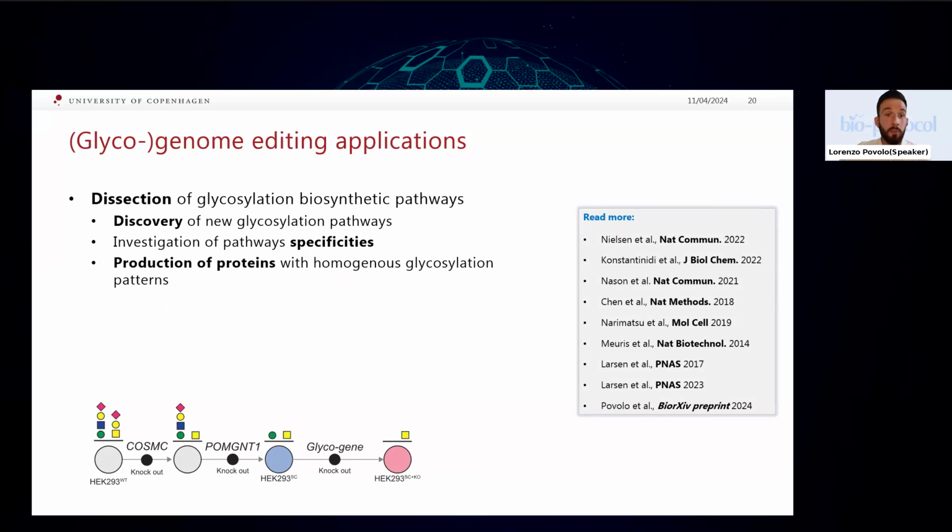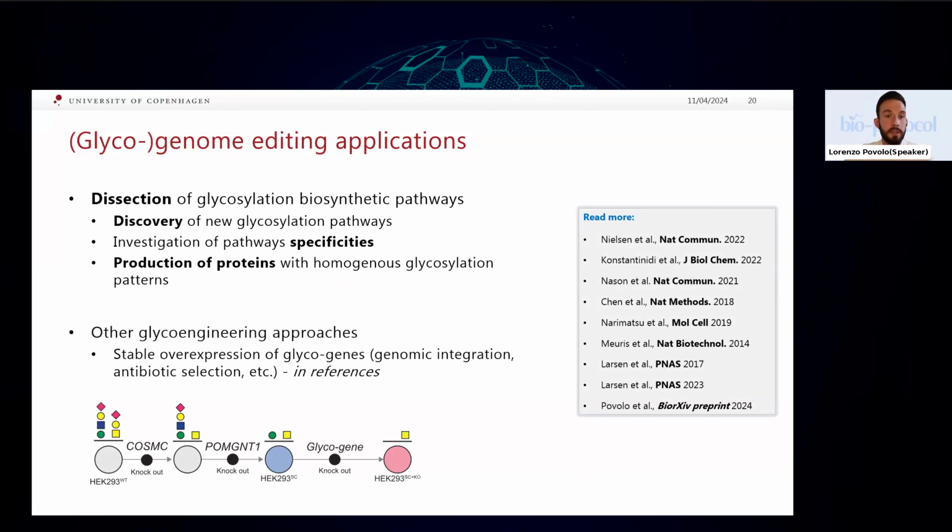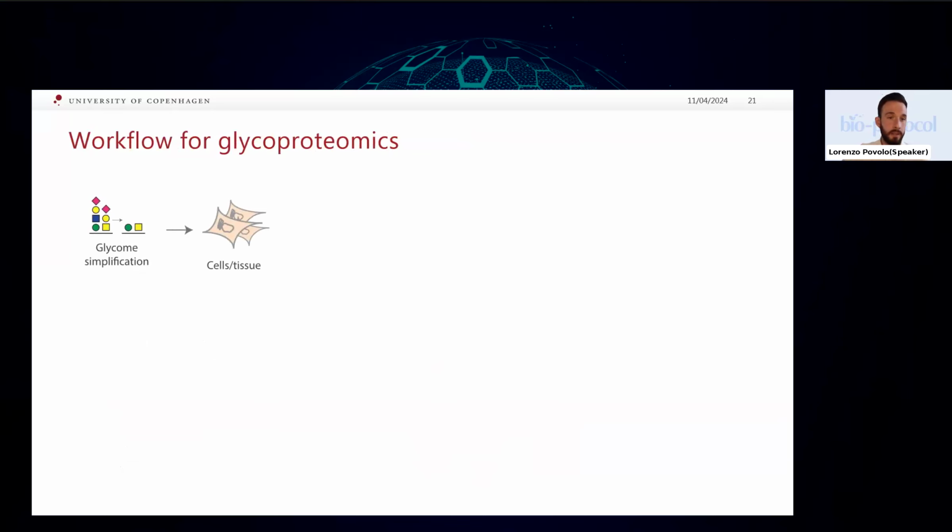I will not have the time to mention other glycoengineering approaches, but just quickly, one thing that I would like to introduce you to is that it's possible to reintroduce or introduce specific glycogenes, for example, by genomic integration, antibiotic selection, or other techniques, also found in these references here. So as you can see in these slides, we have seen that the glycome can be simplified, and this can be a step that comes before the collection of your actual sample.